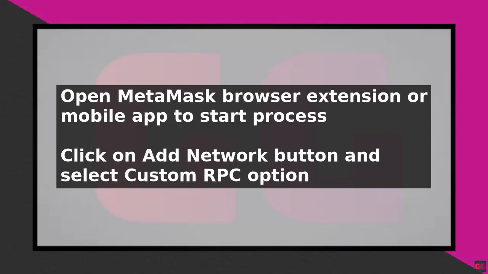To add the Tron network to your MetaMask wallet, start by opening the MetaMask browser extension or mobile app. Click on the Add Network button and select Custom RPC. You will need to enter the Tron network details, including the network name, RPC URL, chain ID, currency symbol, and block explorer URL. The Tron network details are as follows.